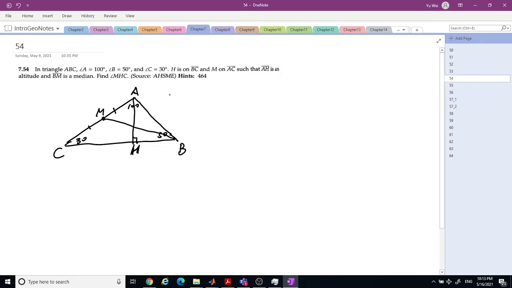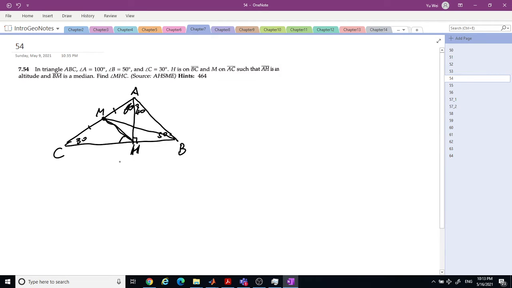Okay, so this one means this is 40 degrees, this is 60 degrees. So it asks us to find the angle MHC.